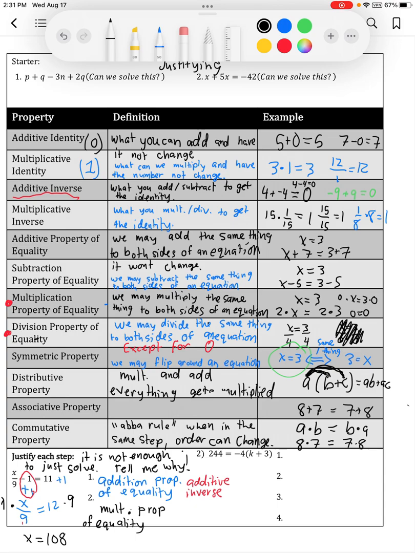You'll notice we multiplied by 9 to get rid of the division of 9. Another way of saying this could be the multiplicative inverse. Just another way of doing that particular problem. As always, you have to put a little box around your answer.